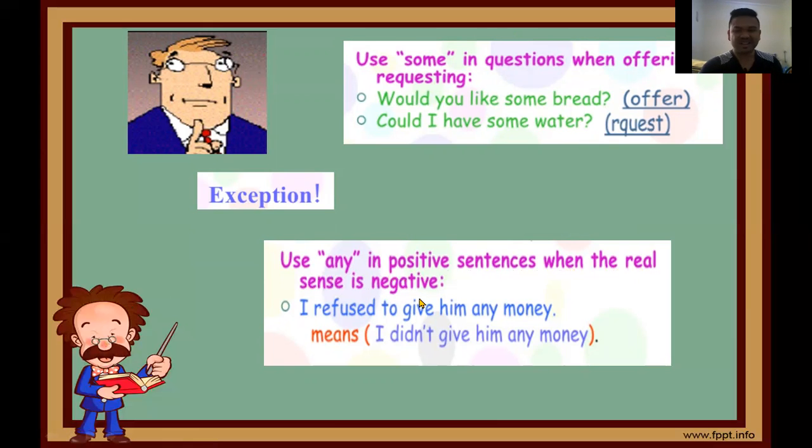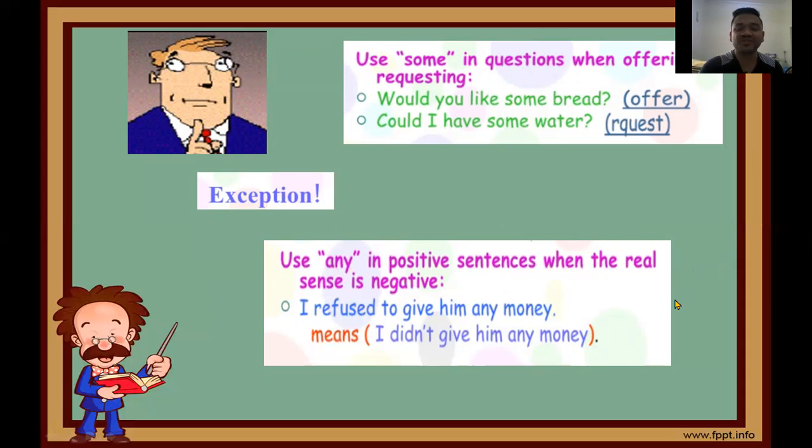So what does it mean? Say, for example, I refuse to give him any money. The real sense here is negative, because it means that I didn't give him any money at all. So this is what it means by use any in positive sentences when the real sense is negative. Okay, so do you have any questions?